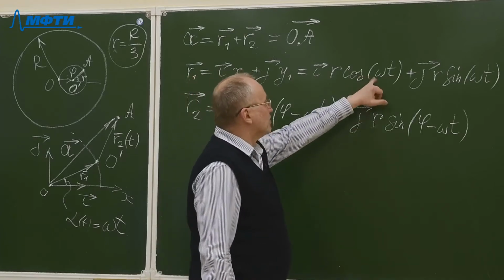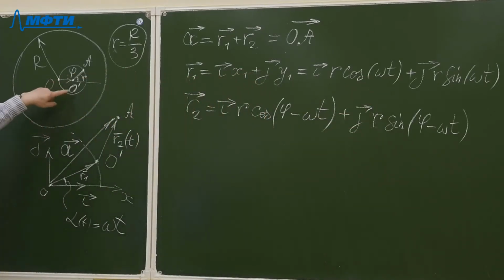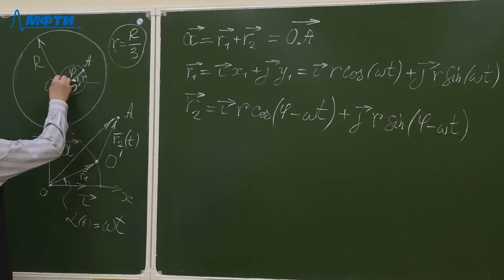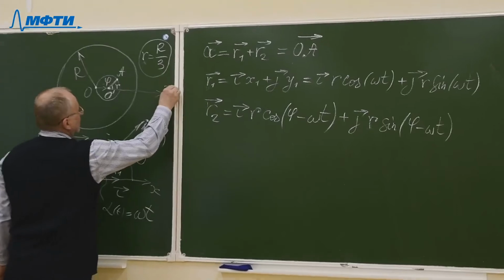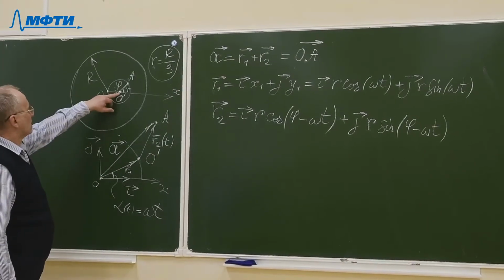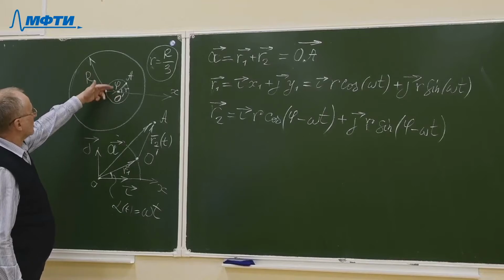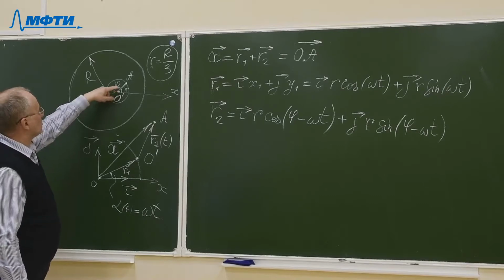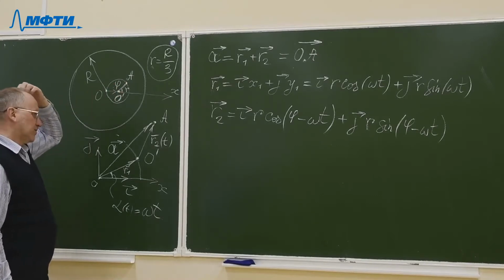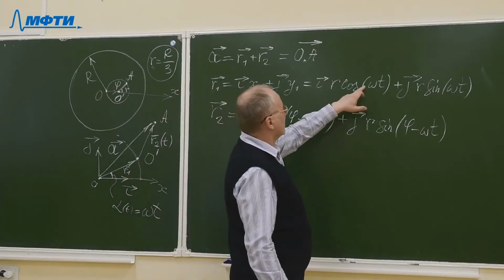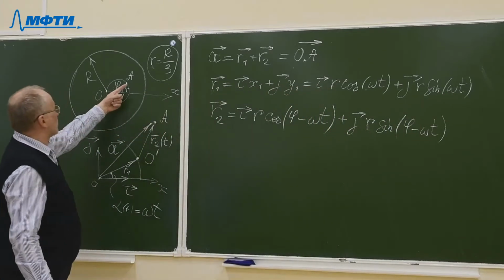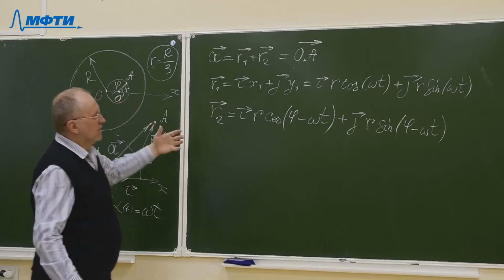And the initial phase here was 0 because the initial position of this axis was given to you on the picture. The initial position of point O prime coincides with axis x. So the initial angle of this vector O prime was 0, and the initial angle of vector O prime A was given as phi. So in the first line, the initial phase was 0, and nothing is added to omega t. But the second vector O prime A has some initial phase. It was given to you.